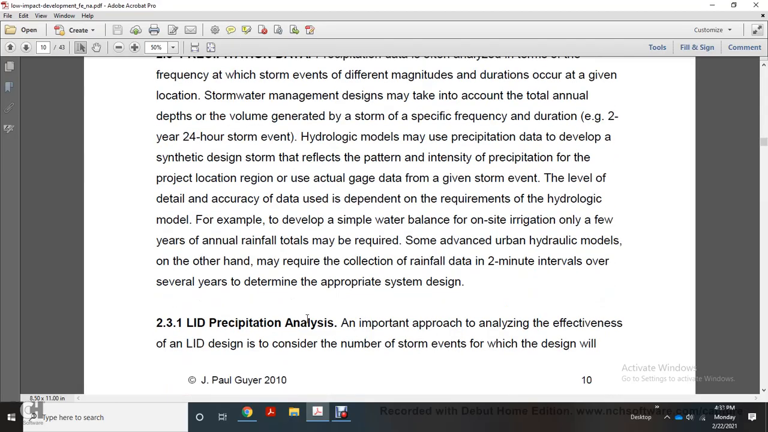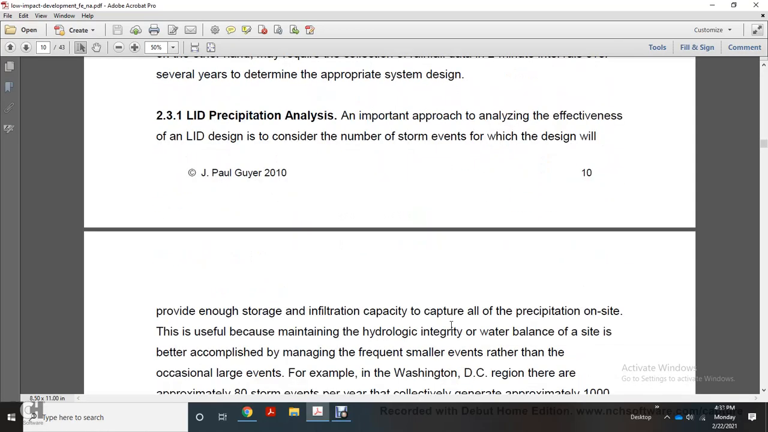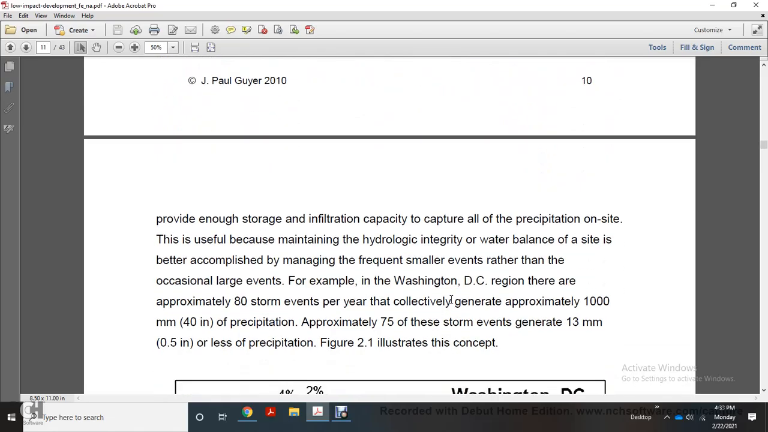Low-impact design precipitation analysis is an important approach to analyzing the effectiveness of low-impact design. Consider the number of storm events for which the design will provide enough storage and infiltration capacity to capture all of the precipitation on site, which may help maintain the hydraulic integrity and water balance of a site. This is better accomplished by managing frequent smaller events rather than occasional large events.